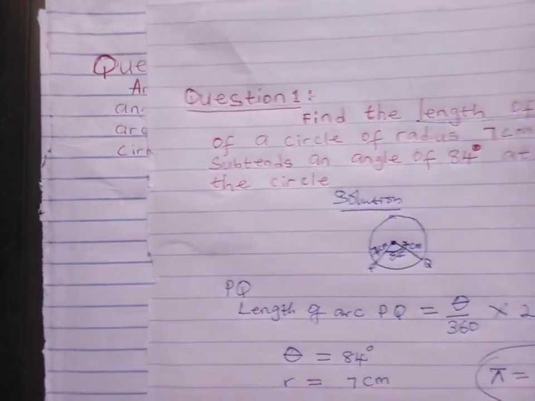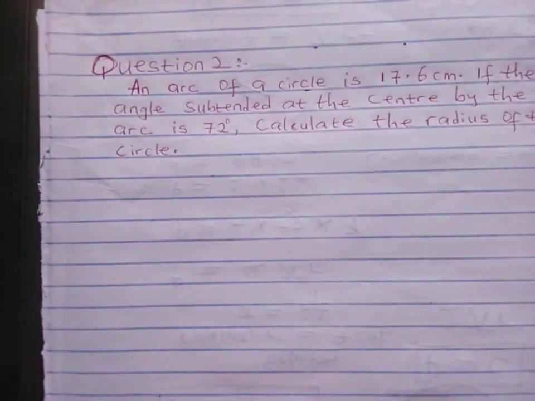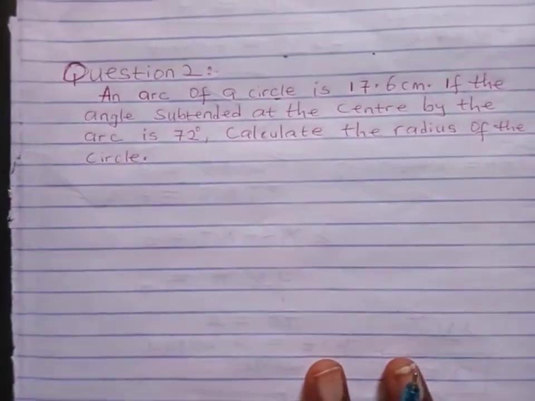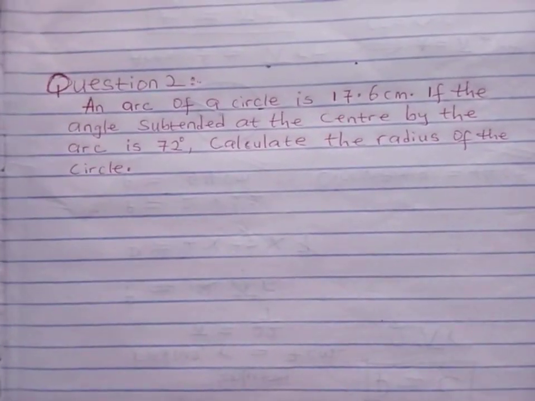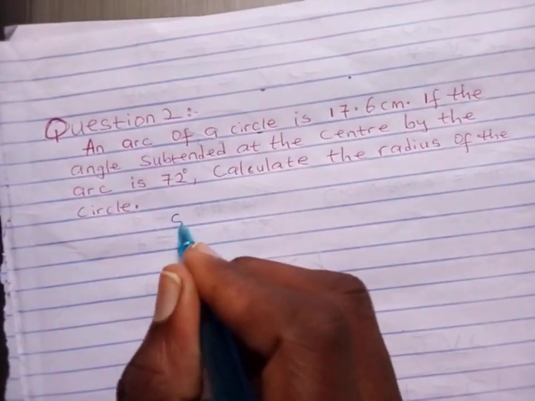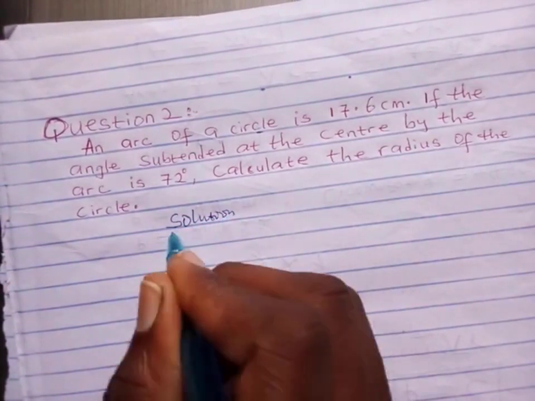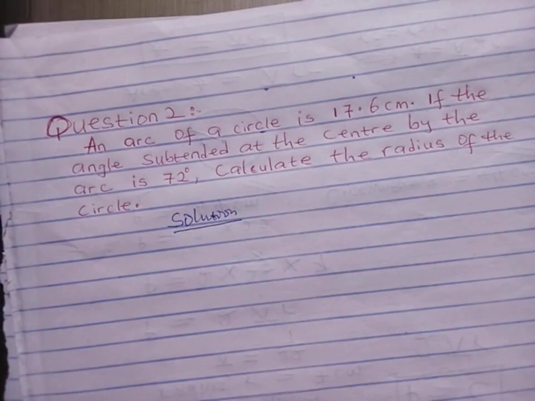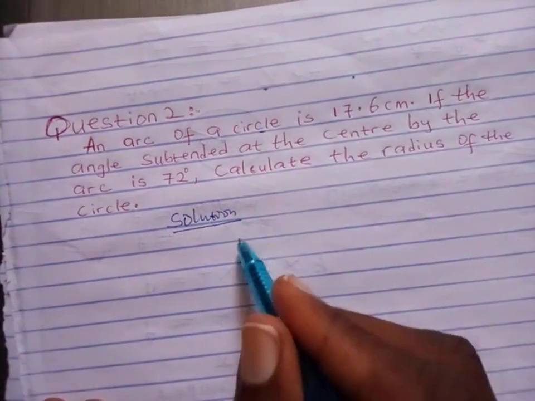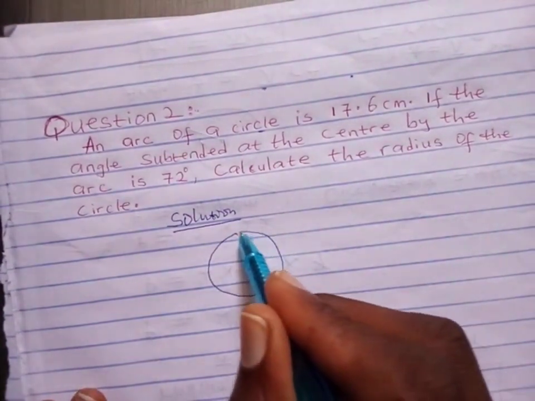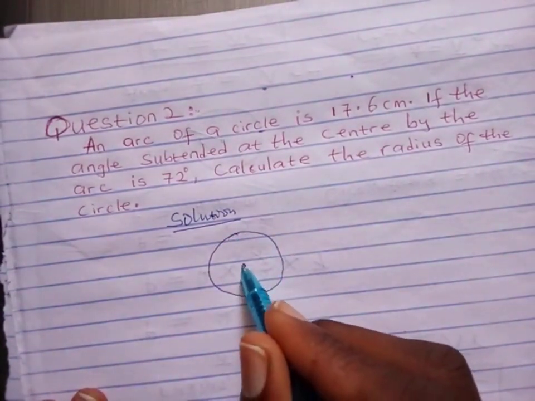All right, let's look at another question. Now the question says that an arc of a circle is 17.6 cm if the angle subtended at the center by the arc is 72 degrees. Calculate the radius of the circle. Now, of course, the first thing to do is for you to sketch this very problem. You have a circle. This is the radius of the circle.